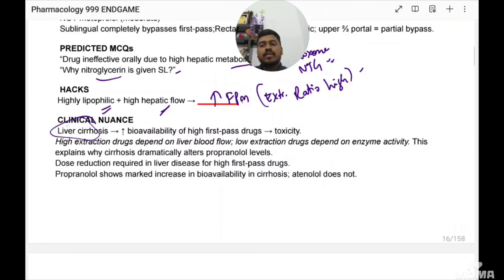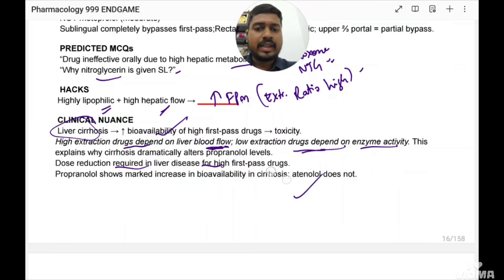Okay, so in case of liver cirrhosis, what will happen is there will be increased bioavailability. High extraction drugs depend on liver blood flow. Low extraction drugs depend on enzyme activity. Dose reduction is required in liver disease for high first pass metabolism. Plus all these things I have told you.